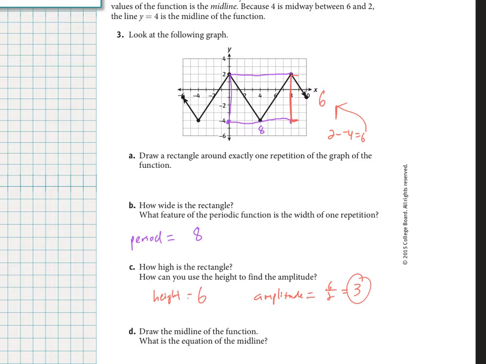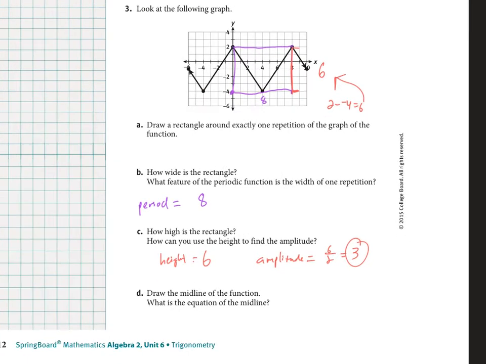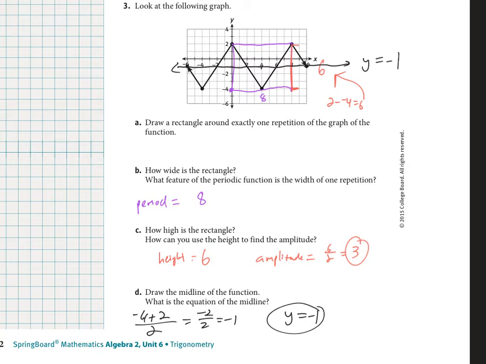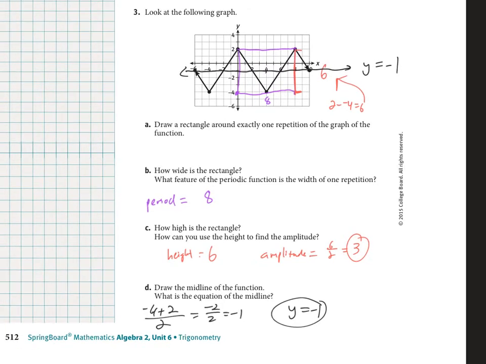And then finally, the midline of our function here, I'll draw that in black, halfway between -4 and 2. So -4 plus 2, if I take the average of those, -2 divided by 2 equals -1, so it's y equals -1. In reality, it's 3 down from 2 or 3 up from -4. So my midline, visually it's pretty easy to see, but y equals -1 would be my midline there.